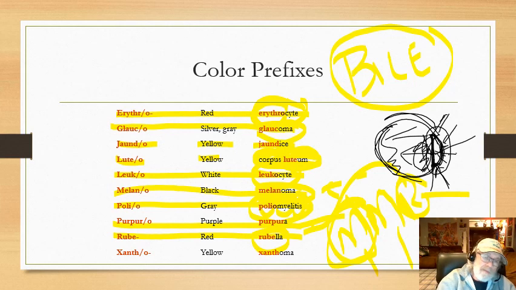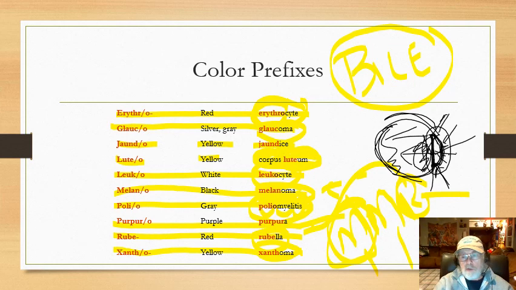Ruby means red. Just think about ruby. What's a ruby like? It's red. Xantho means yellow. Sometimes you see these old folks, they have these yellow things around the inside of the eyes, just along the skin around the eyes. They're called xanthomas. They get them in the back of the heels. And they're basically yellow fatty masses that mean absolutely nothing, except they're probably old. Okay. But xantho means yellow.